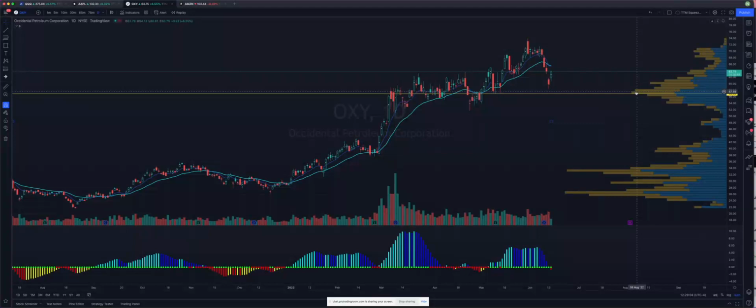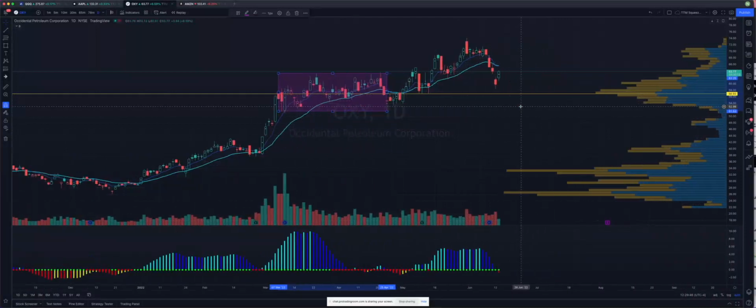And where are those people from? Did those people come in up here? No, those people came in during this phase right here, right? So if those people are long through this and it starts to come back in, they're going to start buying or adding to their price because they're in the money here. So the chance that we're going to get a bounce off that level, at least temporarily, is pretty high. So that would be a good entry level if you were looking to play Oxy long.